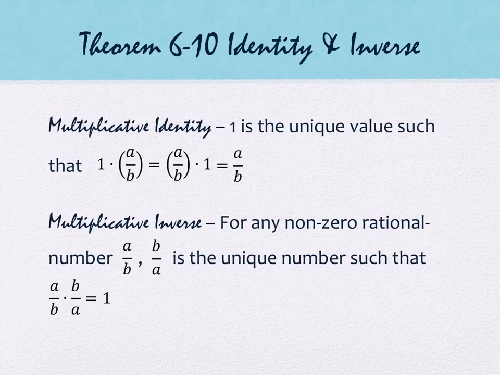So that's what I was referencing when I said it shows up somewhere else first. It shows up actually with whole numbers, not even with integers. It shows up with whole numbers. It's the number you multiply by that leaves things unchanged.